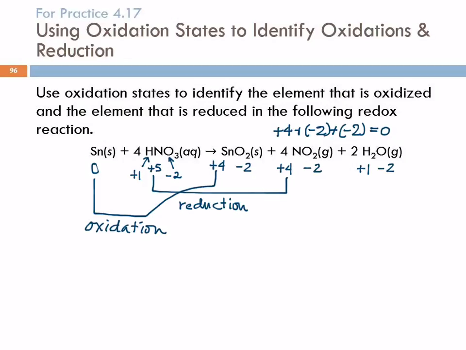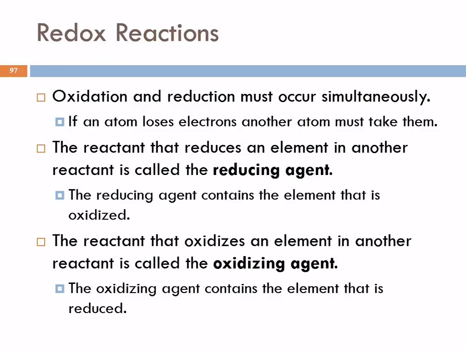Any other questions? So oxidation and reduction must occur simultaneously. If something loses electrons, something else must take them. There's no shelter where you can drop off your unwanted electrons. So the reactant that reduces another element is called the reducing agent. The reducing agent then contains the element that is oxidized.